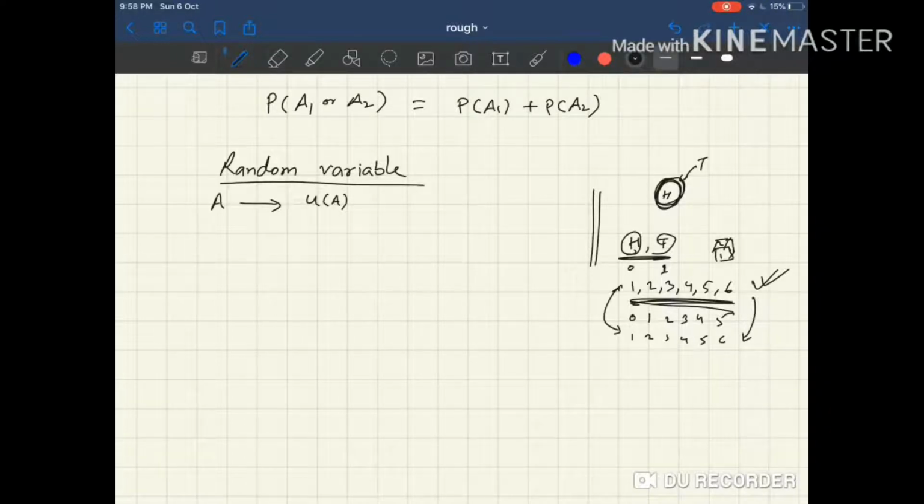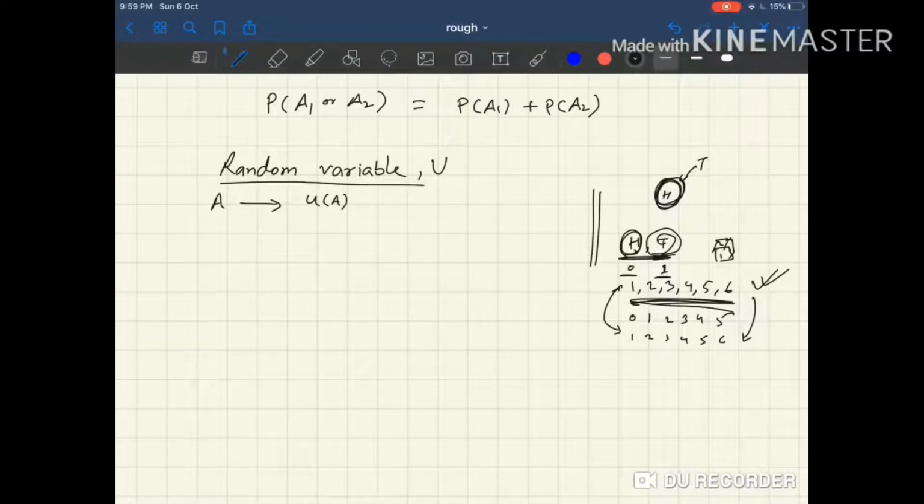So the value of U will depend on A. If you change that event, so here if there is some occurrence of heads, you assign a given number. If you change that event, your U should change. So that depends on your event. So U is a function of A, and this mapping can be your definition. So what is the random variable? We denote the random variable by U.